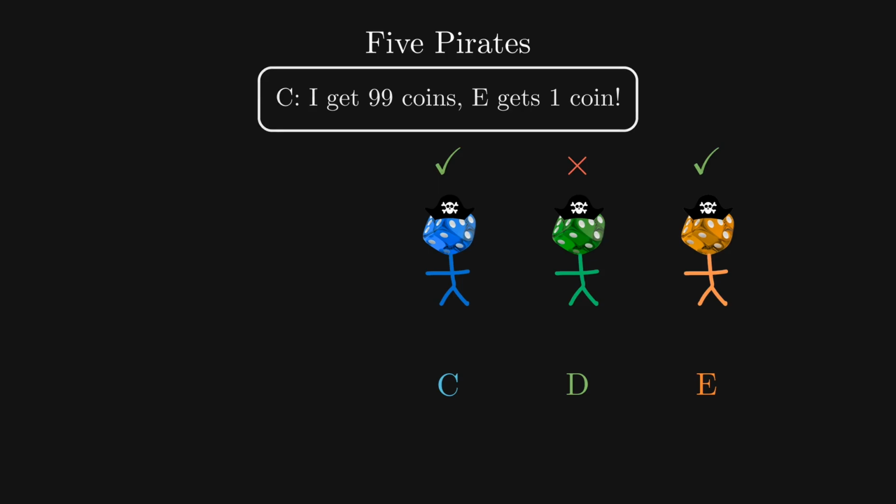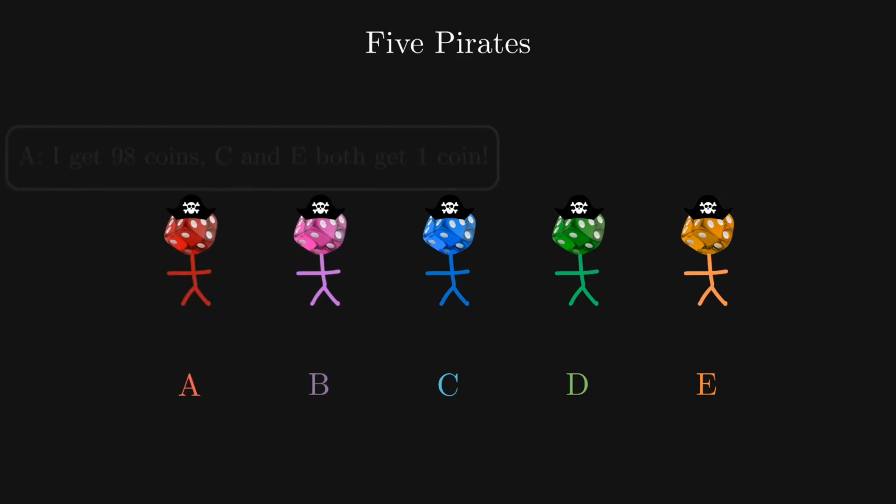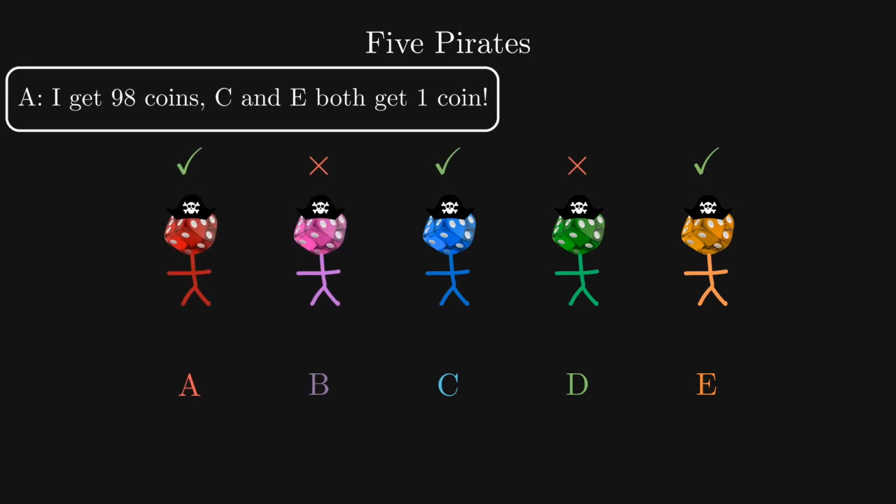Following this logic, you will reach the stage where all 5 pirates are present. A proposes 98 coins for himself, 1 coin for C, 1 coin for E, and the proposal gets accepted. The problem looks daunting initially, but backward induction makes this so much easier. After you understand the basics of this problem-solving method, let's increase the difficulty.